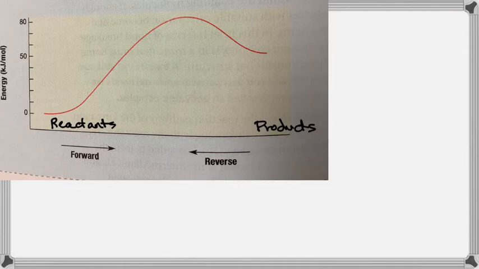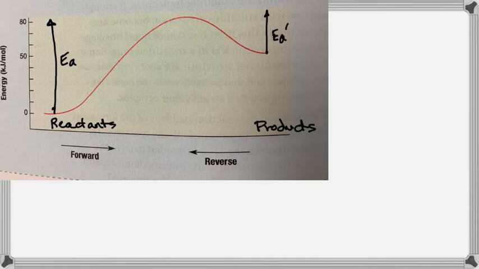So EA is going to be the difference between your reactant energy level and the peak in the curve. So here's our reactant energy level, and then the peak of the curve is all the way up here, so this is labeled as EA. EA prime is the difference between the product energy level, which is right down here, and the peak in the curve. So EA prime is right up here.